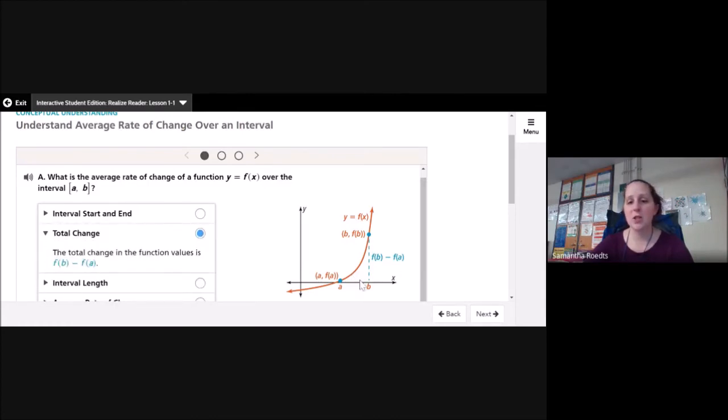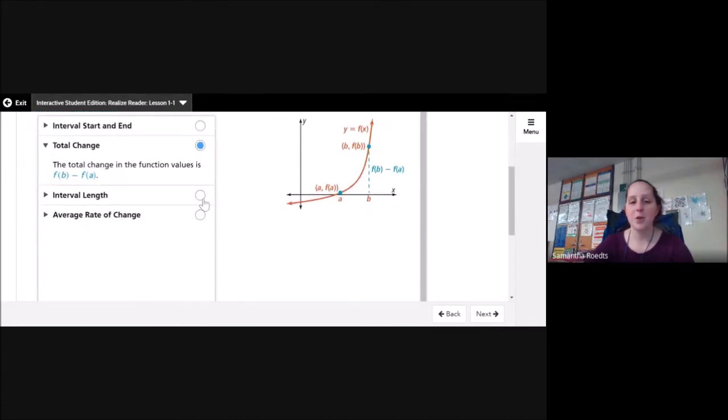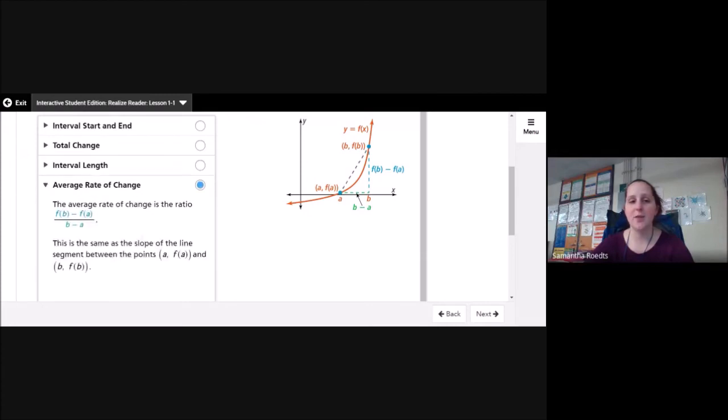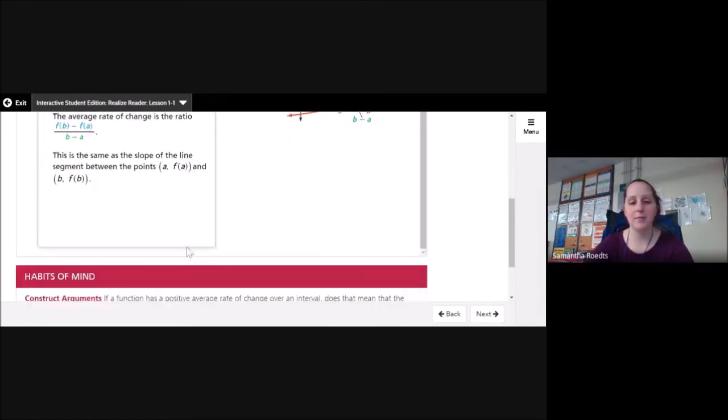So my total change is this, the f of b, my y values, and I subtract them, over the interval length of b minus a, which is my x values. So this is the exact same thing as the slope formula, your change of y divided by your change of x. So the average rate of change is your change in your y values divided by your change in your x values. This is the same as the slope of a line segment between the points a, f of a and b, f of b.